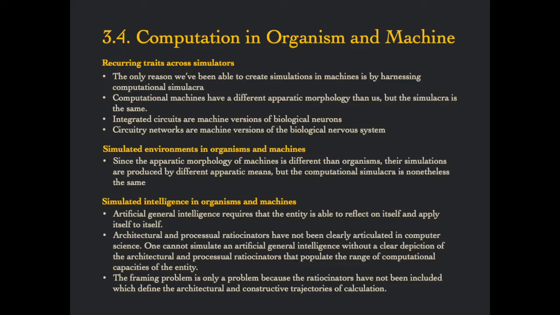So, on the topic of simulated environments in organisms and machines, since the apparatic morphology of machines is different than organisms, their simulations are produced by different apparatic means. So the way that it produces its internal simulations is going to be different than it is with people, but the computational simulacra is nonetheless exactly the same.